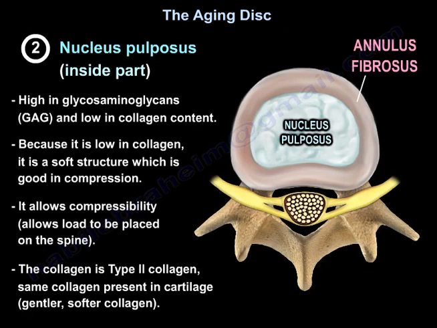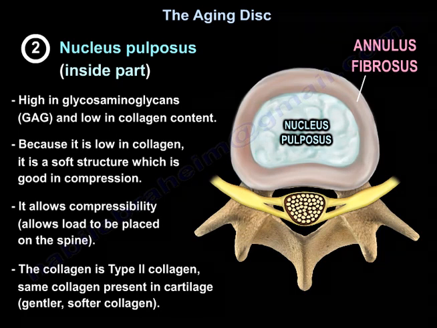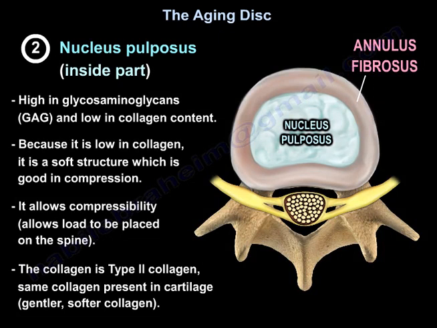The nucleus pulposus is high in GAG and low in collagen, and because it's low in collagen, it's not a hard structure, it's a soft structure, and is good in compression. So the nucleus pulposus allows compressibility, allows load to be placed on the spine. And the collagen type is type 2, which is the same collagen that is present in cartilage. So it is not a tough collagen, it's a gentler, softer collagen.